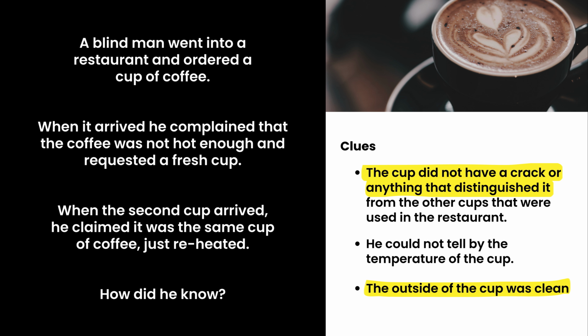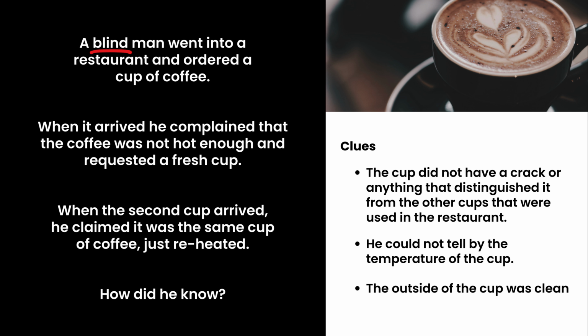Let's zoom out and think of other possibilities that don't involve the cup. The man being blind is both a clue and also a subtle misdirection. Being blind tells us that there is nothing visual about the cup of coffee that helped the man determine it was the same cup. We might get a bit carried away and think this blind man, due to his lack of sight, has other super senses. Maybe his hearing is so good he overheard one waitress tell another to just give him the same cup back.